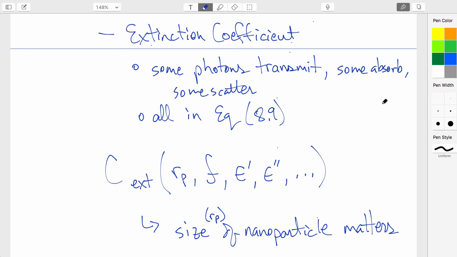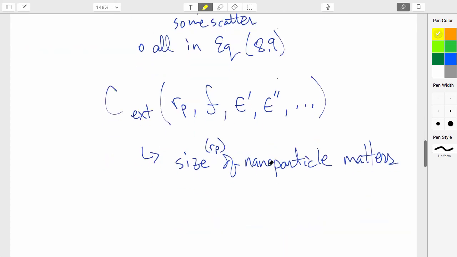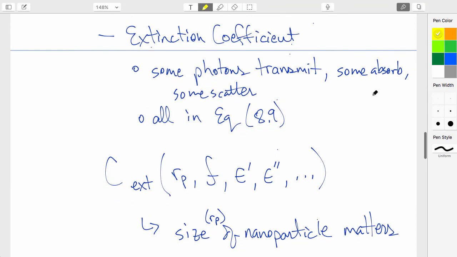Now, if you have a collection of metallic nanoparticles on a film, on a surface, or perhaps even within a liquid, well, some photons that are going to interact with that are going to transmit straight on through, some are going to absorb, and some are going to scatter. And all of that is in equation 8-9, which I know is complicated, but take a look in your textbook, equation 8-9, and you'll see, most importantly, that this extinction coefficient, which dictates how much is absorbed versus how much is transmitted or even scattered, is a function of the size of the nanoparticle, as well as the real and imaginary parts of the permittivity.